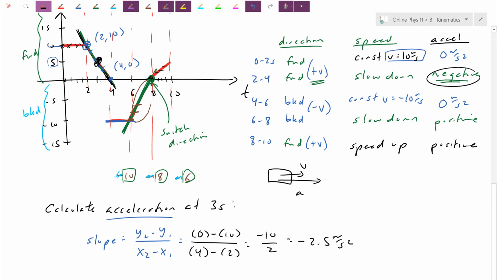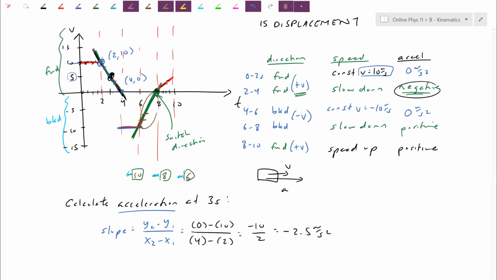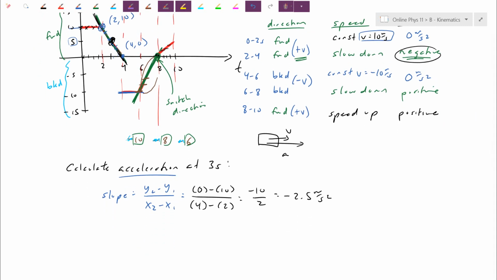So we won't have to worry about tangents in this case because we slightly simplified it. We don't have any curves on this graph. What's more interesting, however, is I might ask you to calculate or find the displacement between, let's say, 0 and 8 seconds. I don't have to do the whole time interval. I just want 0 and 8.